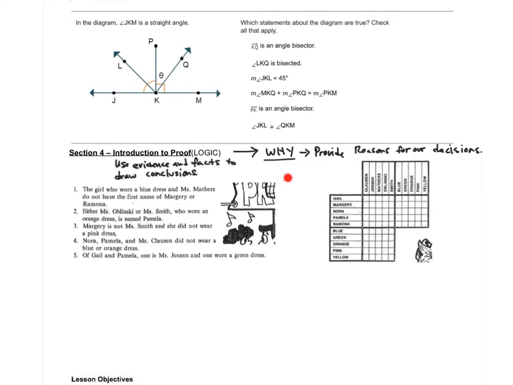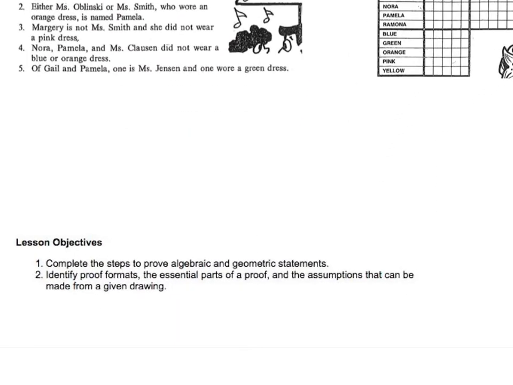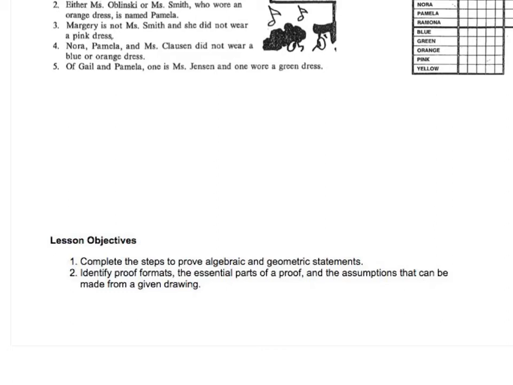Okay, so this activity we did in class, but let's go ahead and take a look at our lesson objectives before we do anything. First thing we want to do is complete the steps in order to prove algebraic and geometric statements. Okay, we want to also identify proof formats, the parts of a proof, and the assumptions that can be made from a given drawing. Okay.